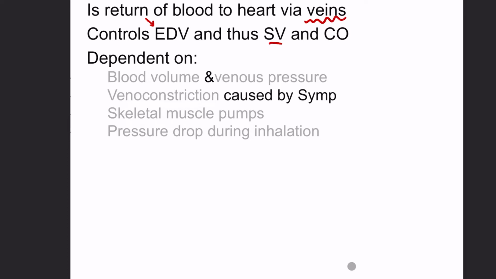There are a few things that venous return is dependent on. First off, blood volume and venous pressure, which we'll talk about. Venoconstriction, which can be caused by the sympathetic nervous system. How well the skeletal muscle is activating and pumping blood back through the venous system, and also the pressure drop of blood within veins during inhalation.